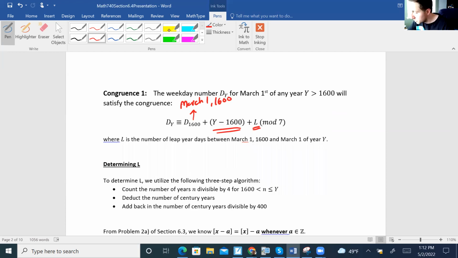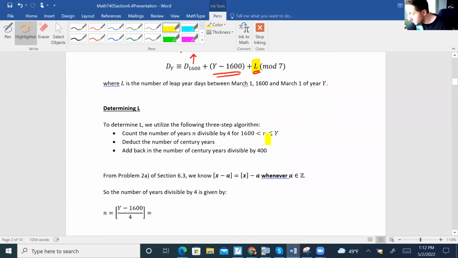So I guess the question becomes, we know the year number, we know 1600. How do we determine L? How do we determine the number of leap year days between March 1st of 1600 and March 1st of the current year that we want? So it's a 3-step process.